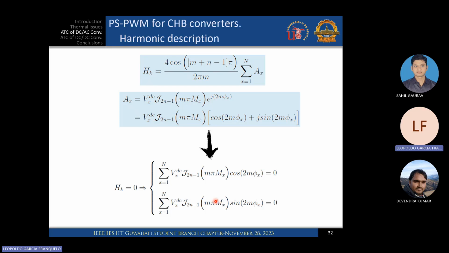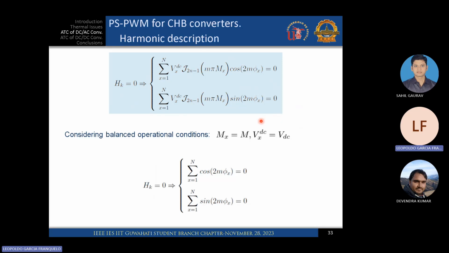We have something like this. It is not easy to solve this part. Okay, it's the real part and the imaginary part, equal to 0. Then, in balanced condition, things are simpler. There is only one VDC. Then it's simpler like this.